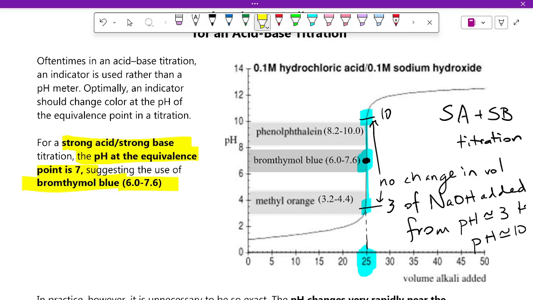Phenolphthalein, on the other hand, changes from colorless to pink. So all you need to know is that the moment you get the very first hint of pink, you have reached the equivalence point. So we choose phenolphthalein, even though it changes color at a pH after the equivalence point, because it doesn't change at a volume after the equivalence point. It changes at the same volume, and it's a really easy to see transition point.